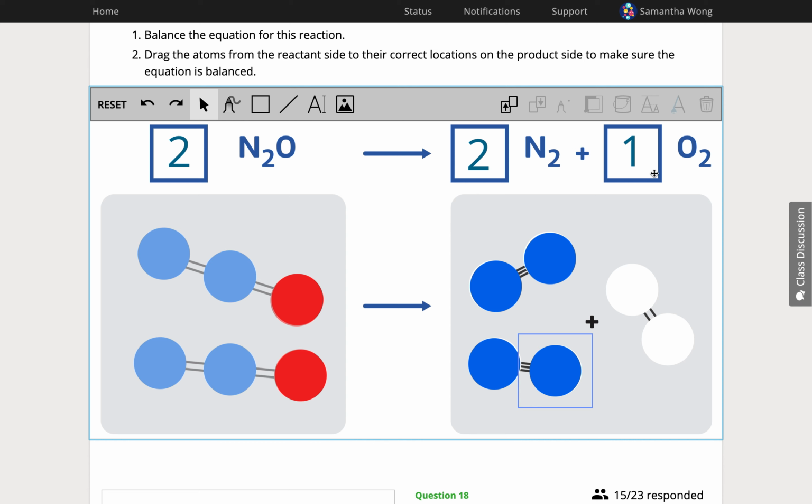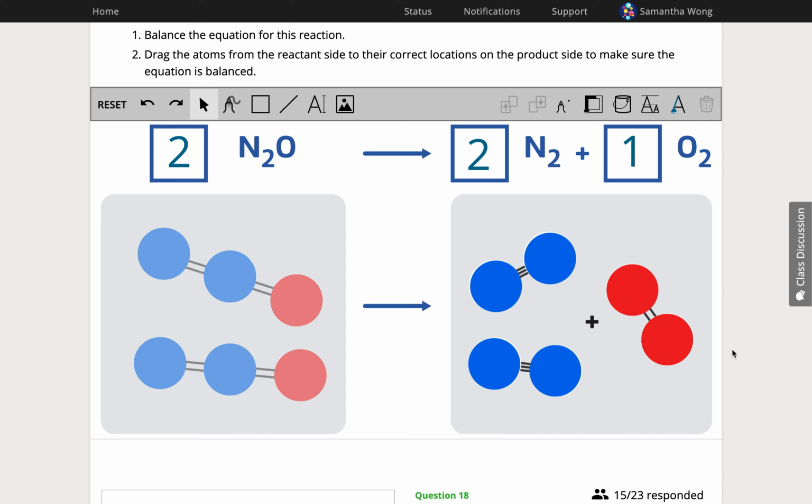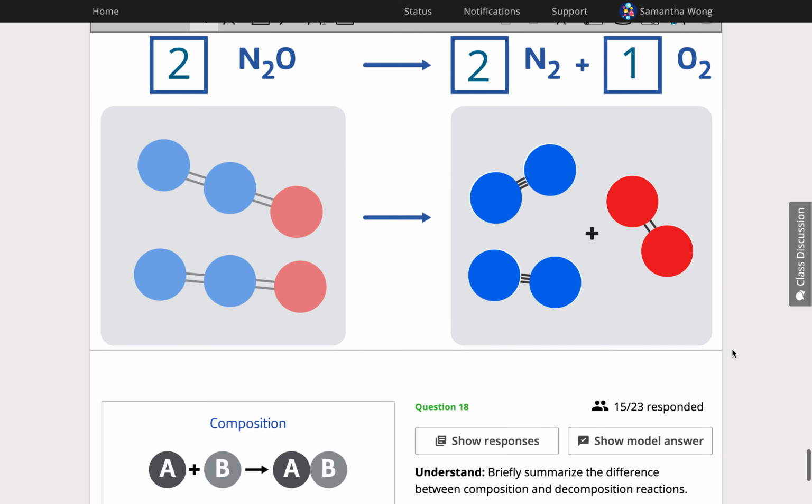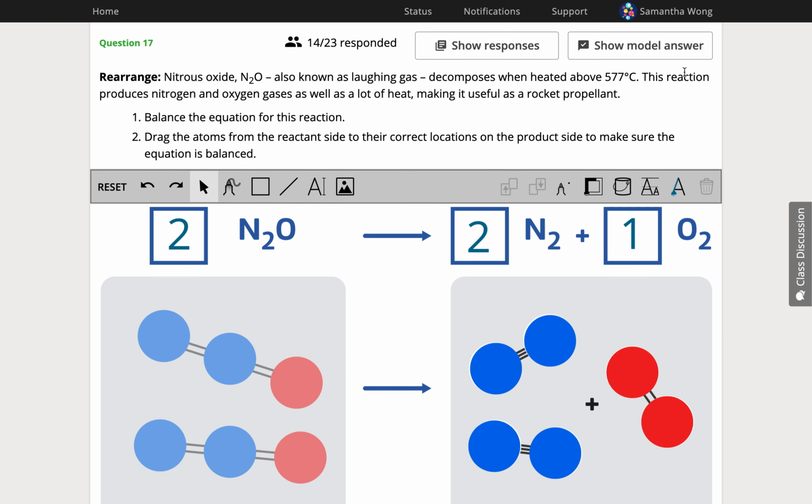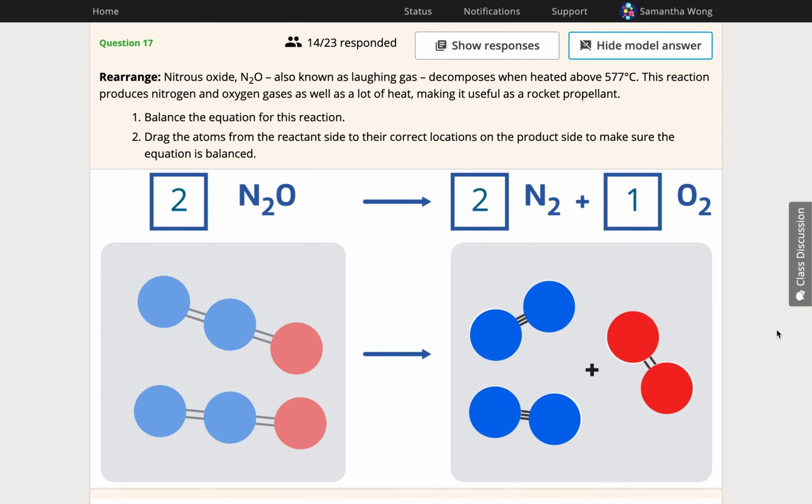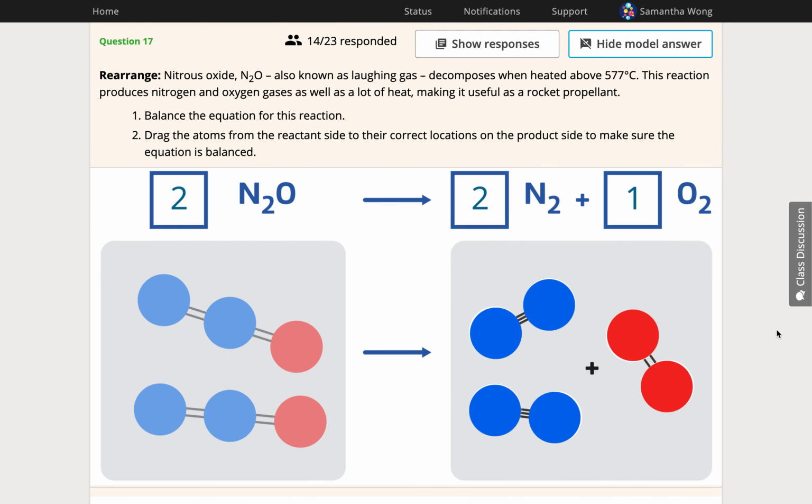To 1 pair of oxygen atoms, whereas your oxygens are red. So if we drag these over, that is what your equation and reaction should look like. So I'm just going to show the answer that should have been here, which is the exact same as what I gave.